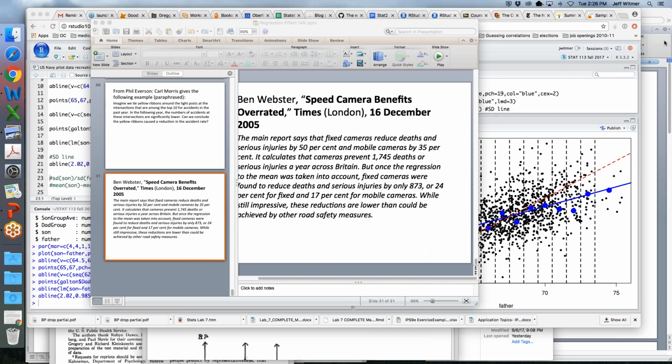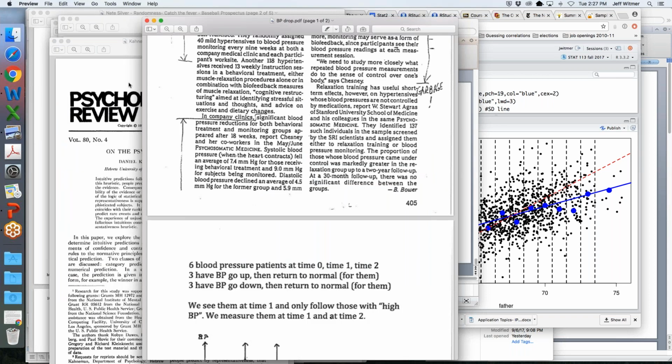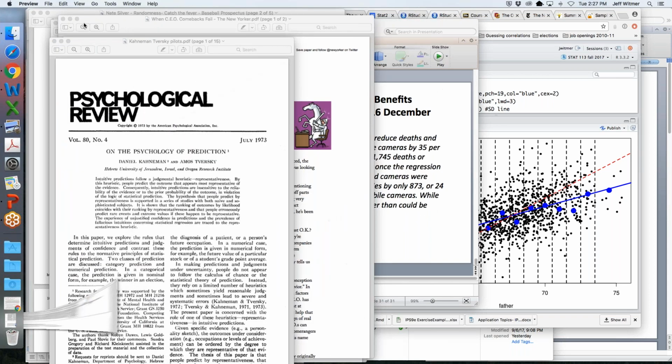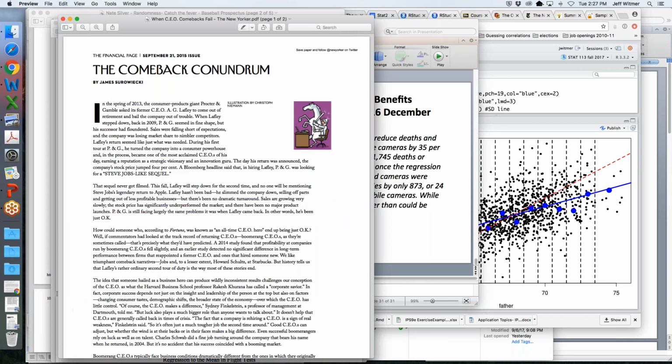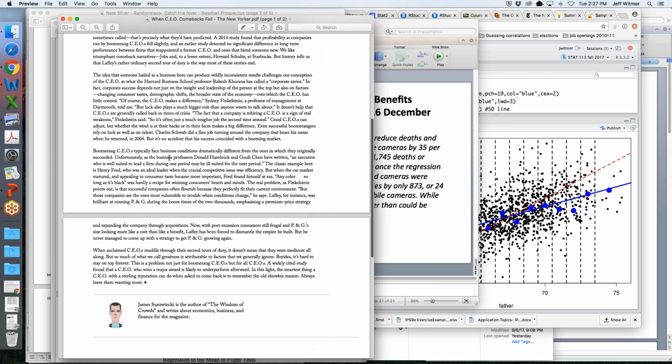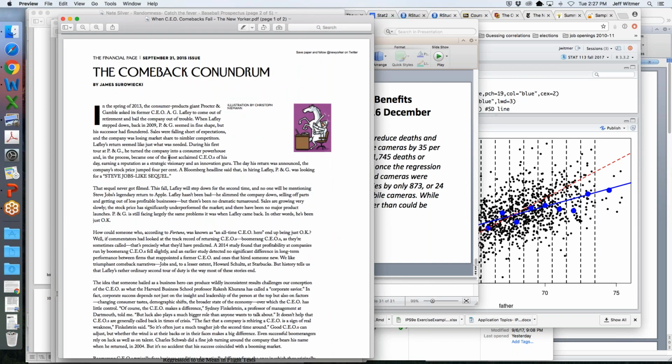But I keep adding to them. The Carl Morris thing about the yellow ribbons, I had not seen that before, and then that led me to the Times of London thing. So these things keep popping up. The New Yorker article about CEOs, this one was back in 2015, "The Comeback Conundrum," where the author did not understand the regression effect. This is just a regression effect. So these things keep happening over and over again. I keep adding to my list.